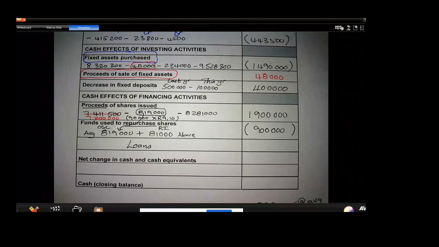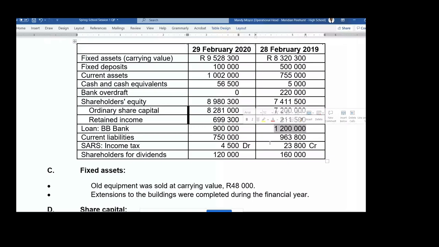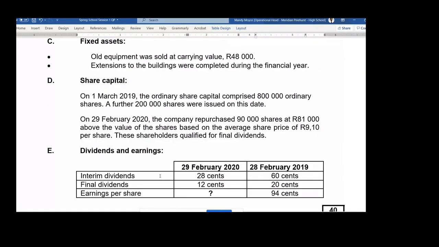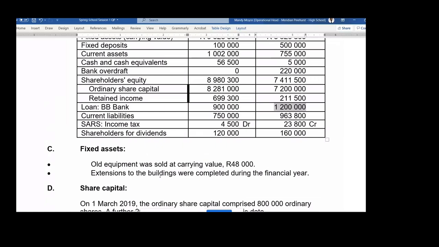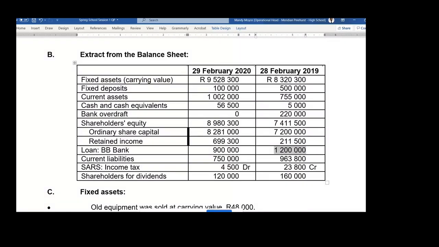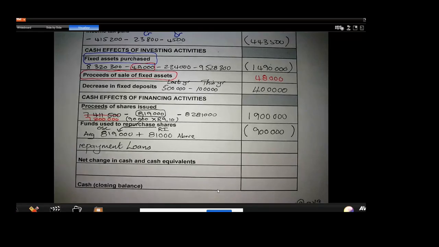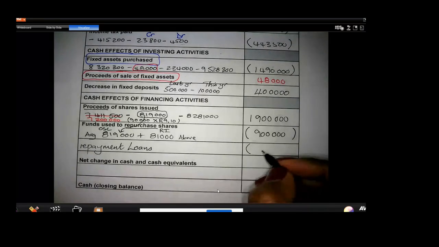With regards to the loans, and I've got 5 minutes left, very quickly, I simply look at my loan. The interest is not capitalized. They don't mention anywhere that interest is capitalized. So I can simply say that that amount minus that amount will give me my loan amount. And what happened? My loan decreased, which means that I repaid my loan. So it's repayment of loan, which is a repayment of 300,000.